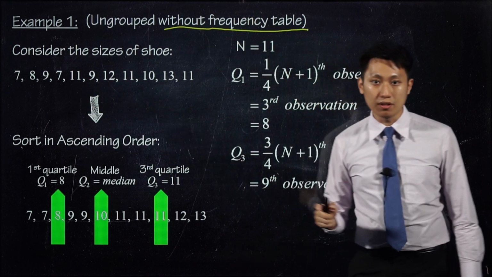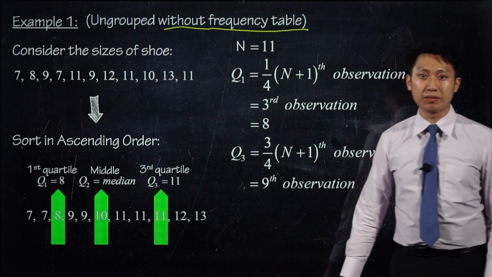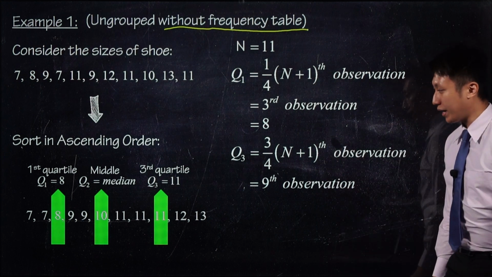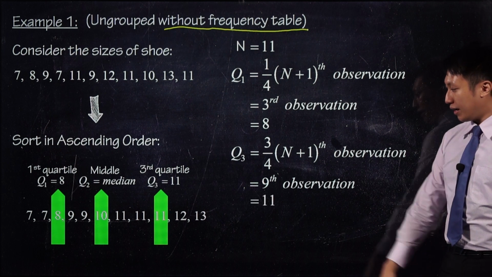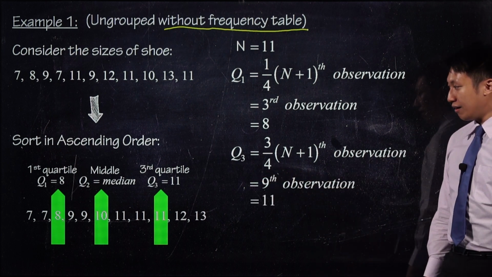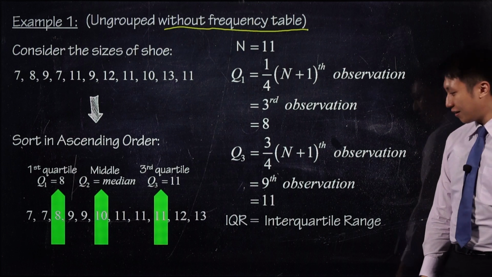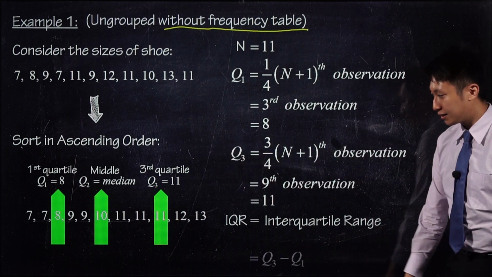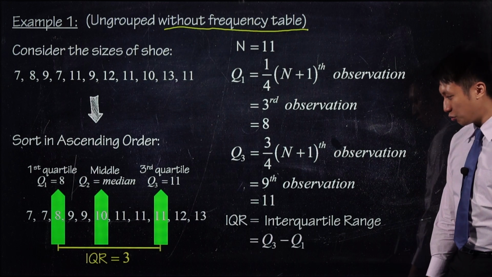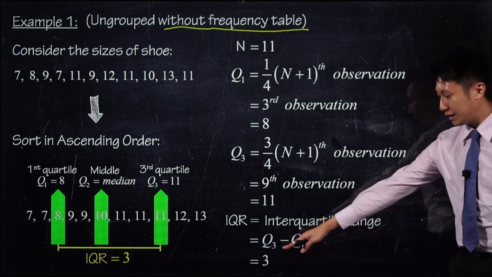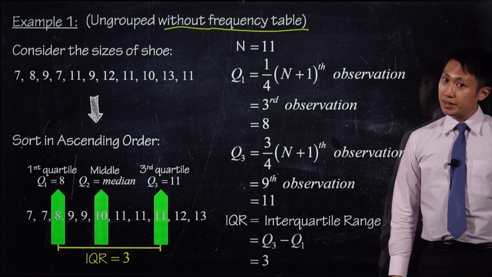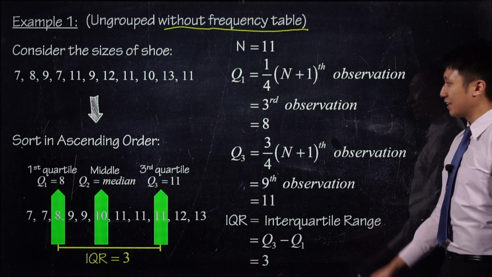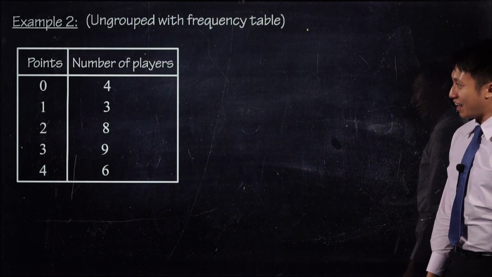Just be careful. You have to sort it in ascending order before you do anything, for ungrouped without frequency table. Next, it's going to be 11. And what's your IQR, interquartile range? It's 11 minus 8. So you get Q3 minus Q1, which is 3. The answer will be 3. Very simple, correct? This is still simple. These are the kiddie version of the harder stuff.